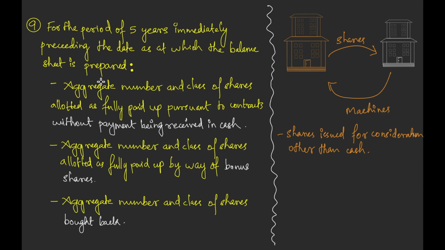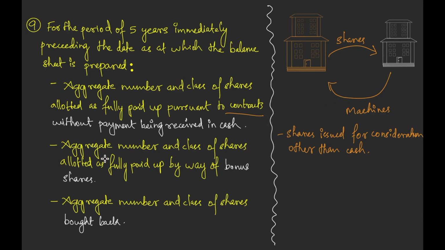So now let's read this point. Aggregate number and class of shares allotted as fully paid up pursuant to contracts. So here comes the word contracts, without payment being received in cash. So here we are not receiving any cash in return. We are receiving machines. Now let's see the next point.